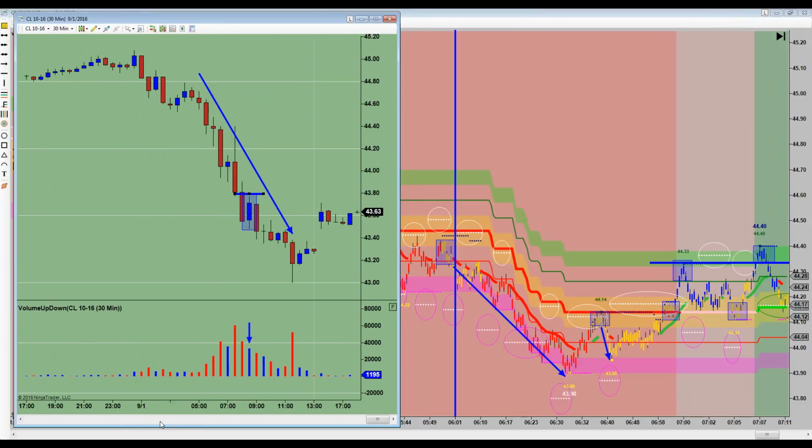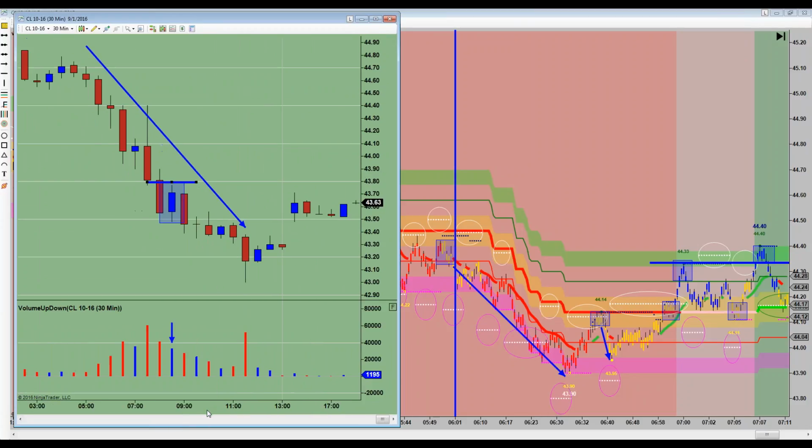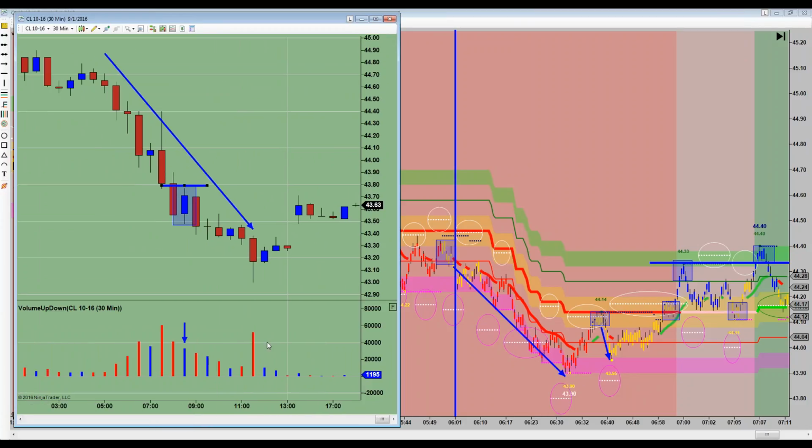Let me put it in perspective if I can without messing the chart up too much here, just to try to get this thing organized in the right spot. One second, please.